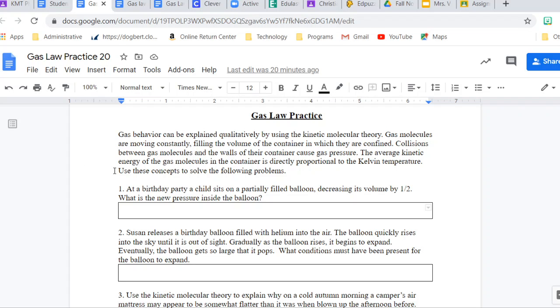The average kinetic energy of the gas molecules in the container is directly proportional to the Kelvin temperature. Remember, temperature, kinetic energy, and particle movement are all the same. Use these concepts to solve the problems. So you have the three relationships of the three gas laws. Figure out which one applies to each question, and then how they would compare to each other, as in this one. And I will tell you, there are questions like these on the exam.